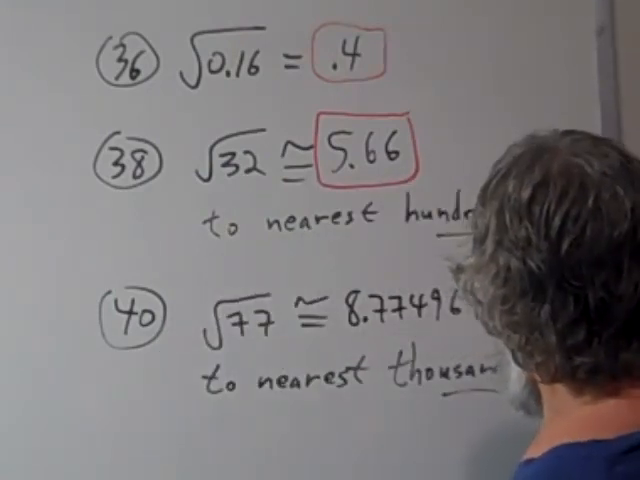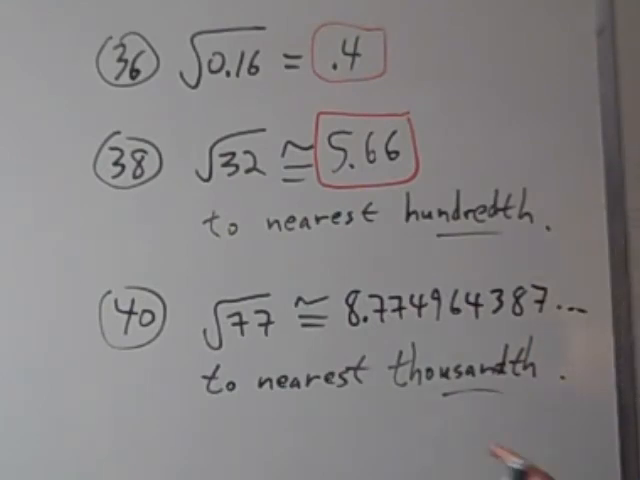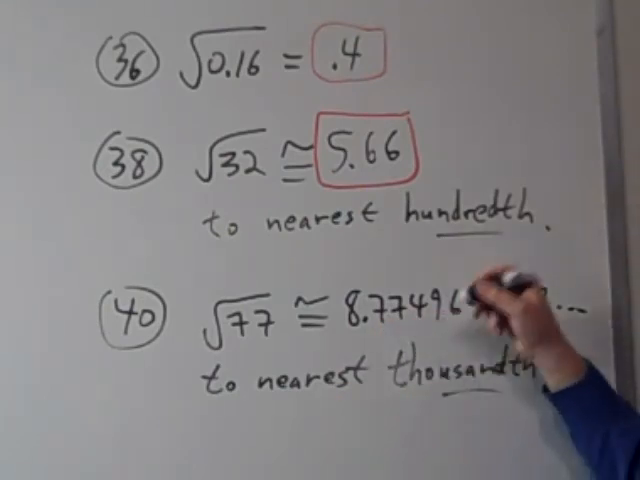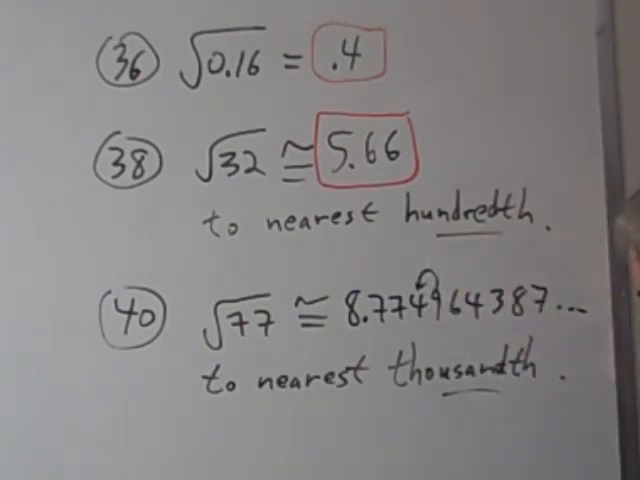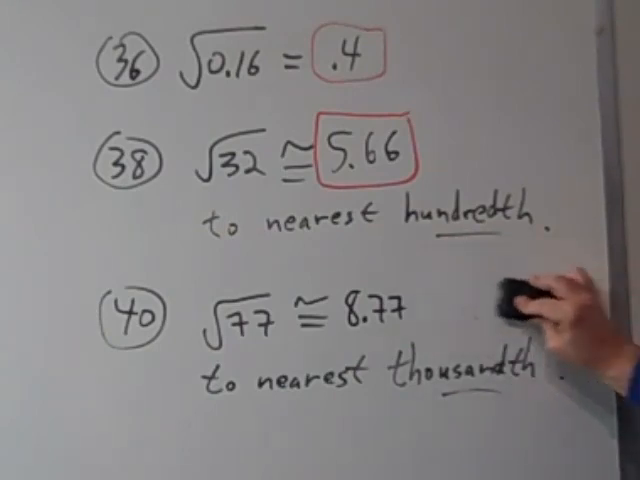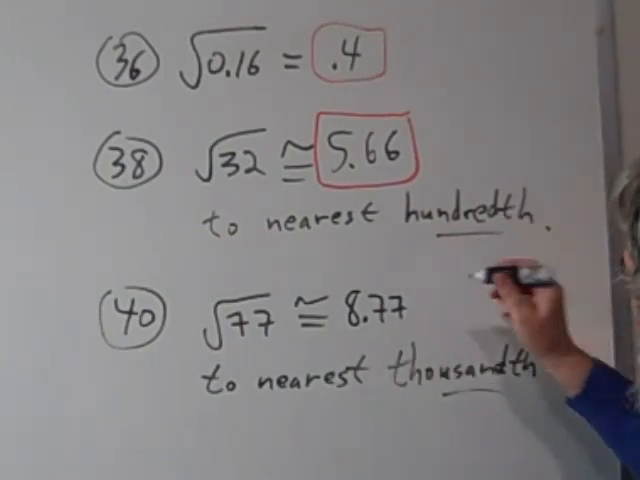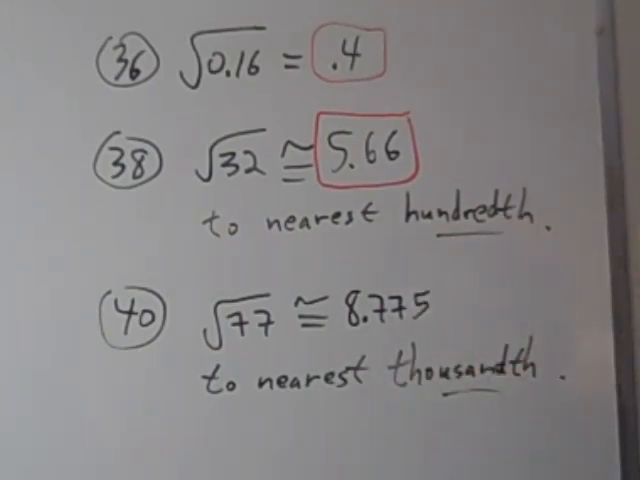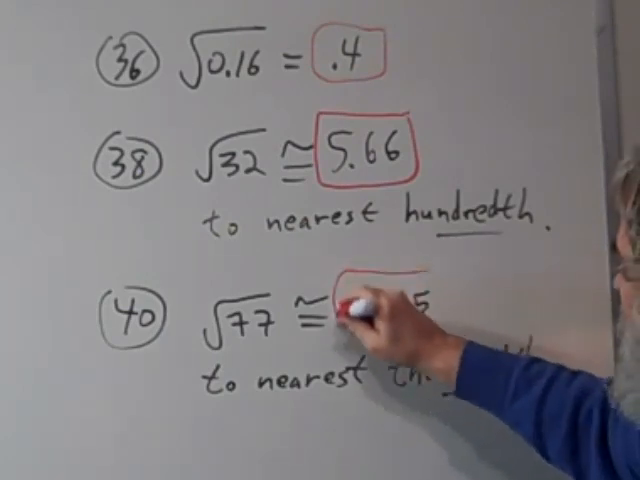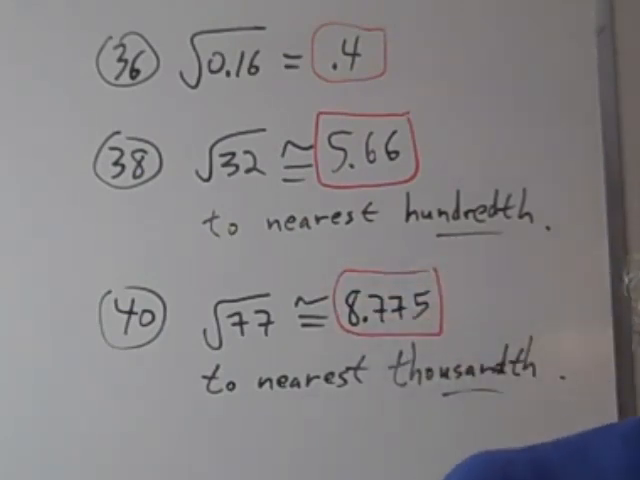4387, and it keeps going, but we're only supposed to round this off to the nearest thousandth: tenths, hundredths, thousandth. The 9 will cause that 4 to round up to a 5. So rounding up to the nearest thousandth, we get approximately 8.775 for the square root of 77.